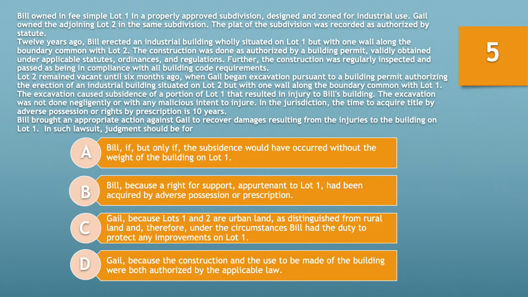on Lot 1. In such lawsuit, judgment should be for A. Bill, if, but only if, the subsidence would have occurred without the weight of the building on Lot 1. B. Bill, because a right for support pertinent to Lot 1 had been acquired by adverse possession or prescription. C. Gale, because lots 1 and 2 are urban land, as distinguished from rural land. Therefore, under the circumstances, Bill had the duty to protect any improvements on Lot 1. D. Gale, because the construction and the use to be made of the building were both authorized by applicable law. Take 10 seconds and choose the best option.